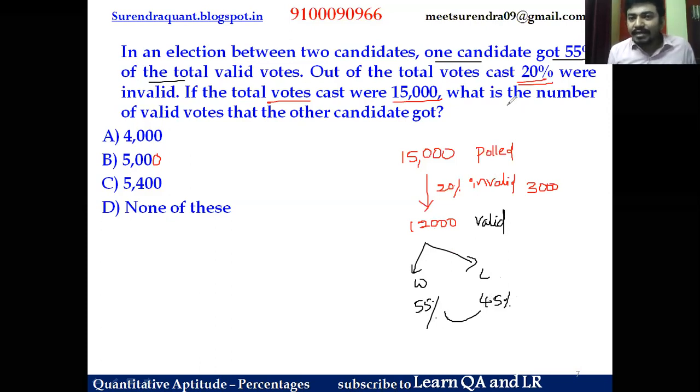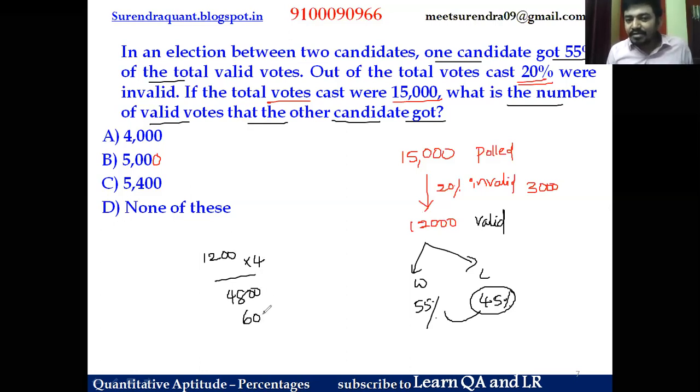What is the question? What is the number of valid votes the other candidate received? Means the one who got 45% votes. What is 45% of 12,000 is the question, right? So guys, 10% of 12,000 is 1,200. 40% is 4 times, 4,800. If 40% is 4,800, we need to have another 5%, right? If 10% is 1,200, 5% is half of that, 600. So 45% is 5,400. So the other candidate, the one who got 45% of the votes, got 5,400 votes, and that is option C. Hope it is clear. Simple question. Let's move on to the next question.